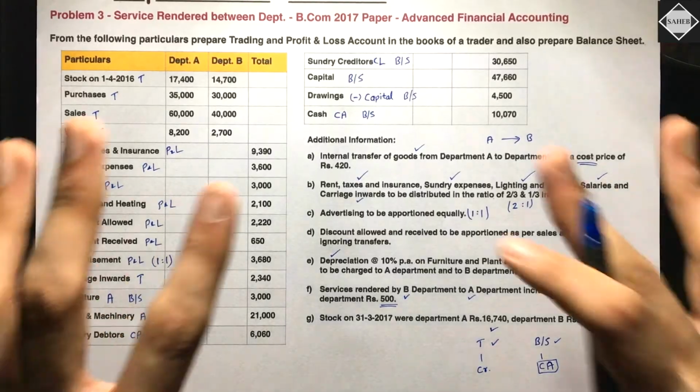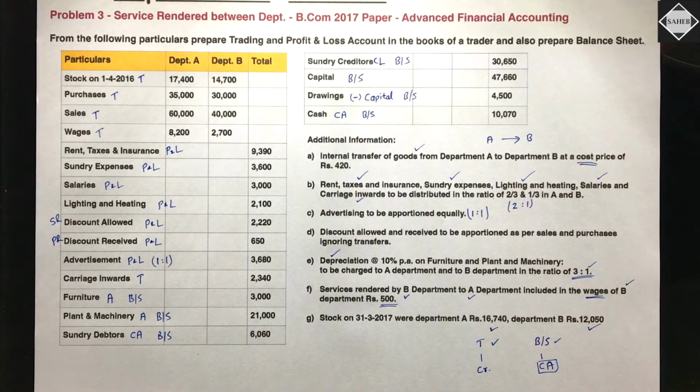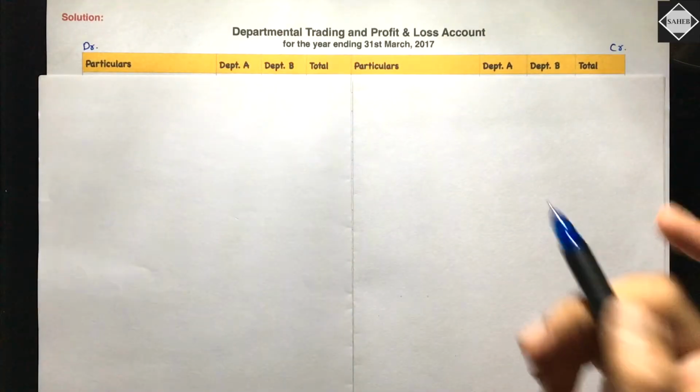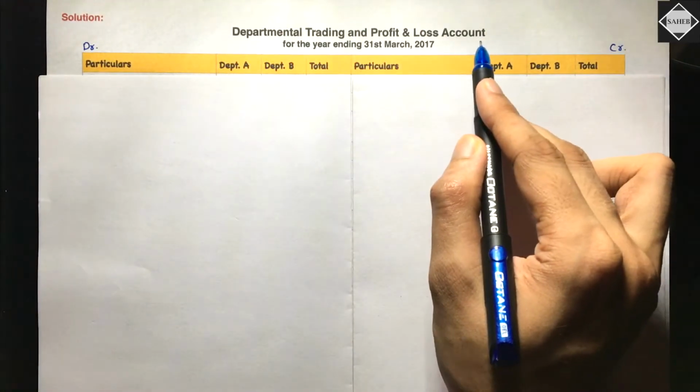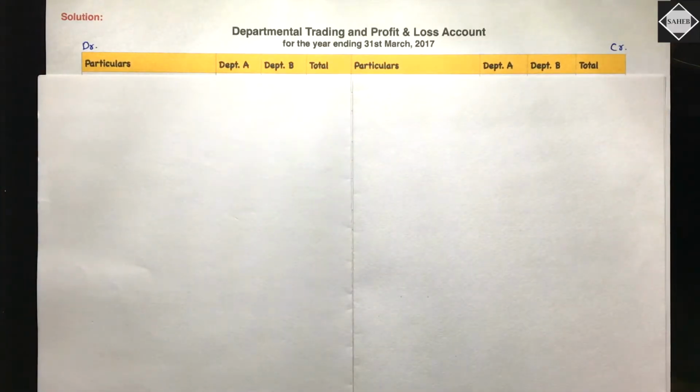Okay, so this was the whole question analysis. I hope you have understood the question. Now let's just see how we are going to solve this. Now see, here we have the solution: departmental trading and profit and loss account for the year ending 31st March 2017. It's really simple. The format you all know.